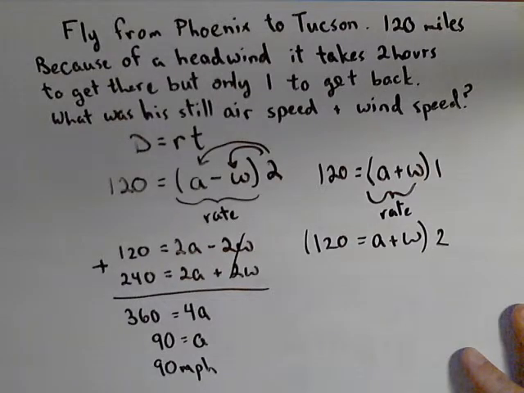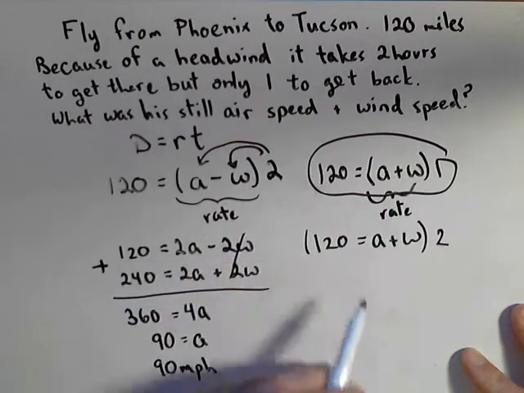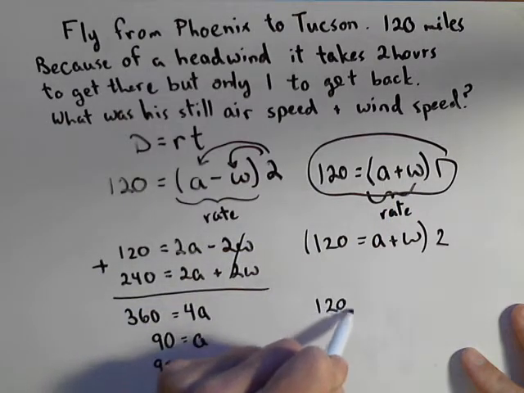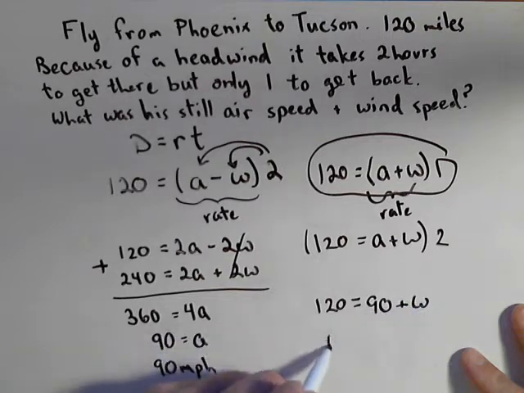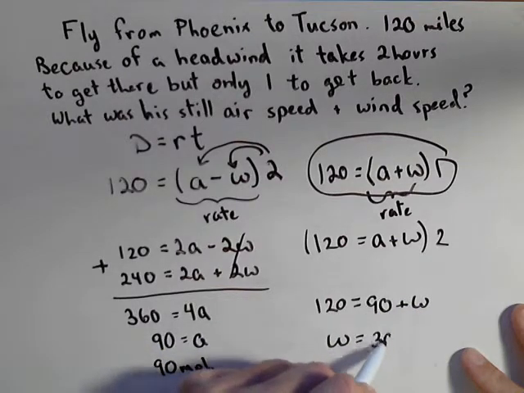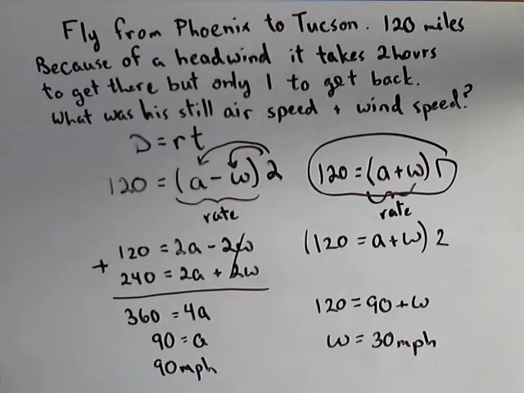Now we have to find the wind speed. I'm going to use this equation right here. So I have 120 equals 90 plus W, and I get that W has to equal 30 miles per hour. So we got a pretty strong wind that he was flying into down there, but also a pretty strong wind that was flying with him on the way back.